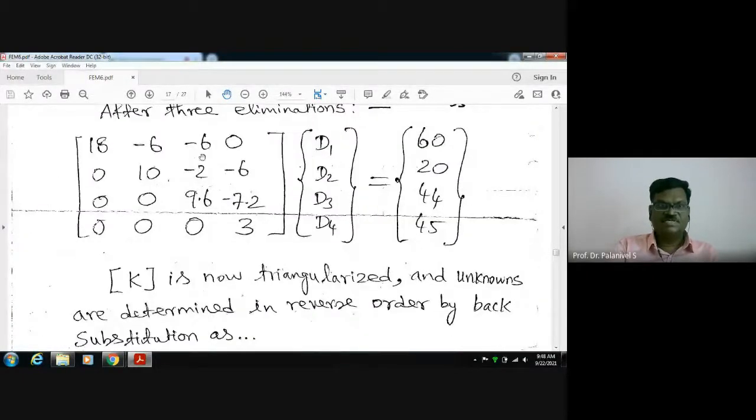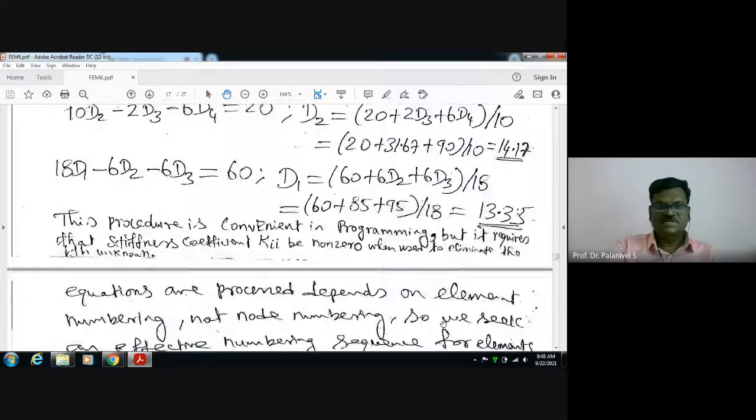Another, the first equation. What is the first equation? 18 into D1 minus 6 into D2 minus 6 into D3, and 0 into D4, so 0, is equal to 60. That is the last equation. Okay, so the last equation is written. From this, D1 is determined by substituting the known values D2, D3, because already we determined them. By the back substitution method, we have determined it as 13.35.